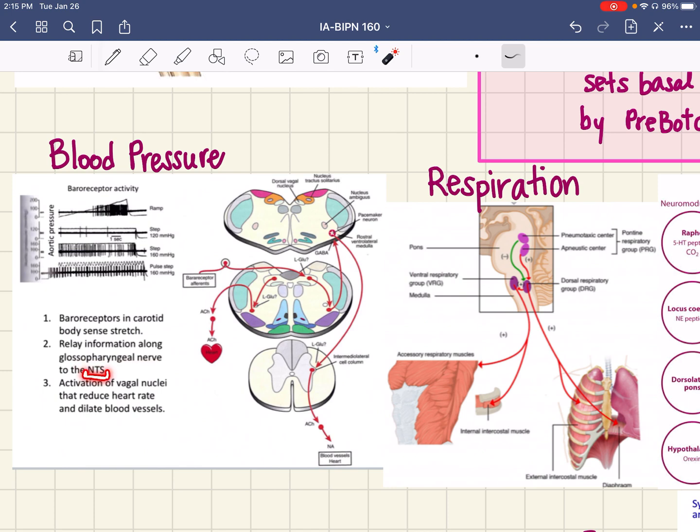but I don't remember what it stands for. I don't think you really need to know it, but just know that the information relays through the glossopharyngeal nerve, and it eventually activates the vagus nerve, and the vagus nerve is able to reduce the heart rate of the individual and dilate blood vessels. And by doing all of this, you will decrease the blood pressure.